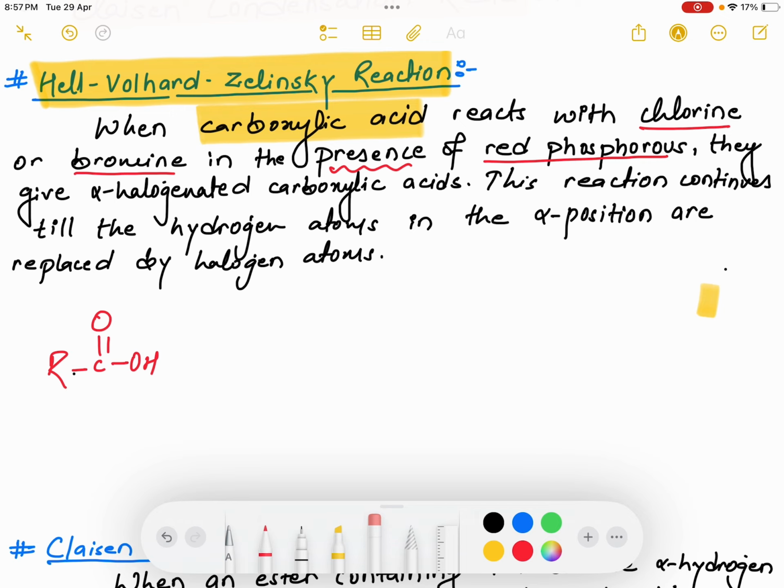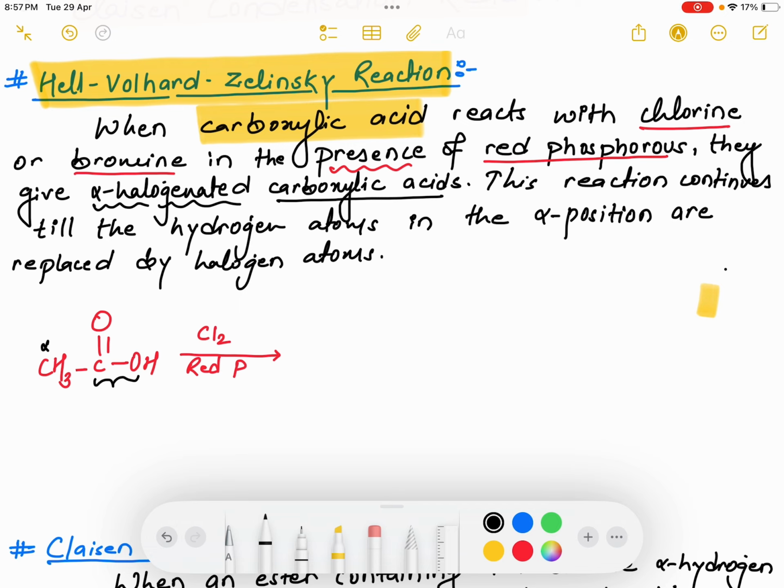Let me write. Let me remove this R as well. Instead of that R, I'm just putting a CH3 group. So what I am doing is treating it with chlorine in the presence of red phosphorus. What exactly is the alpha carbon? The carbon just beside the carbonyl carbon is known as the alpha carbon, and the alpha carbon has 3 hydrogens in this case. So what it is saying is they give an alpha halogenated carboxylic acid.